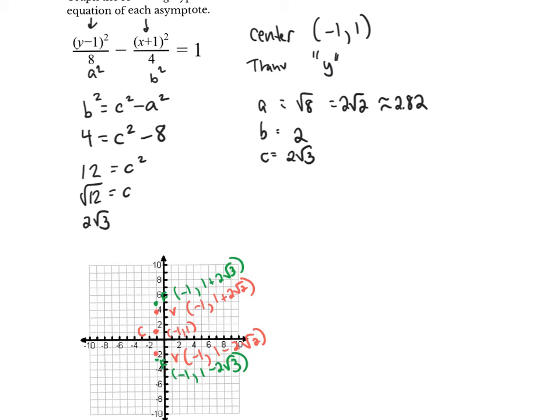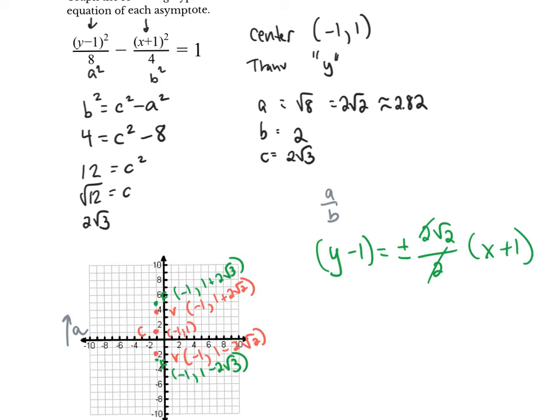So the last thing I have to figure out to kind of get a good graph of this is the asymptote. But remember, we went up with A to get to the vertices from the center. So my A is my rise, so my slope for my asymptotes will be A over B, similar to the last one we just did. So that's going to be y minus 1 equals plus minus A over B, so that's going to be 2 radical 2 over 2, which will cancel, times x plus 1. So y minus 1 equals plus minus radical 2 times x plus 1.